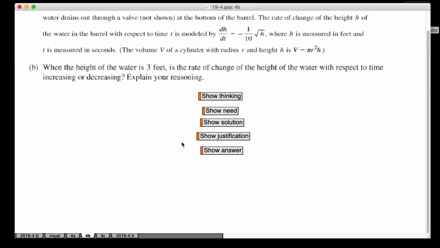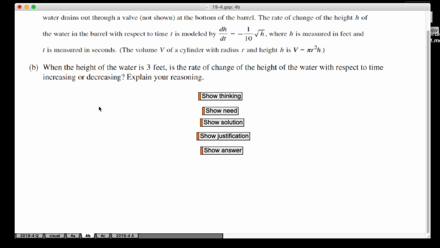In part B, it says when the height of the water is 3 feet, is the rate of change of the height of water with respect to time increasing or decreasing, and explain your reasoning. Now, I like to think with simple generic functions, like if I said to you, when is some function f increasing or decreasing, hopefully you would know that you'd have to find f prime. Because if f prime is positive, then the function f would be increasing. In other words, if the slope f prime is positive, it would be going up. And if the slope f prime was negative, it would be going down.